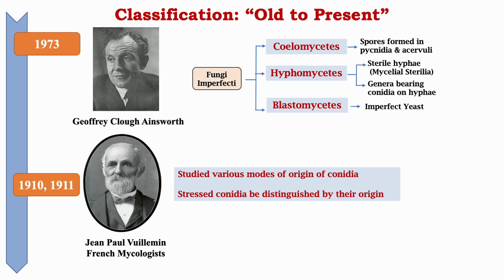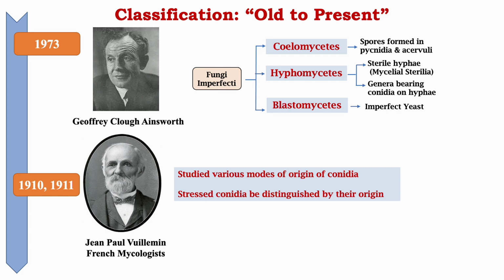In case of Coelomycetes, the spores are formed in pycnidia or acervuli. On the other hand, the fungi grouped under the class Hyphomycetes were further divided into two groups. Sterile hyphae, that means the fungal mycelia are sterile in nature and never form any conidia. And the second one is genera bearing conidia on hyphae, where the mycelia will bear conidia.